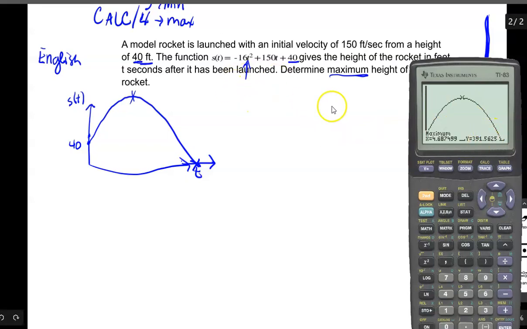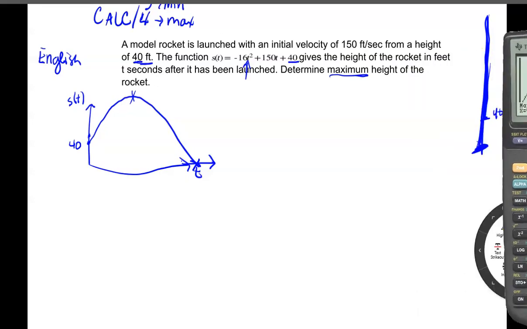Okay, and I didn't put how to round your problems in. MyMathLab will tell you how to round. This obviously doesn't come out even. Which number do we want? Do we want the 4.687 or do we want the 391.5? It depends on what it asks.